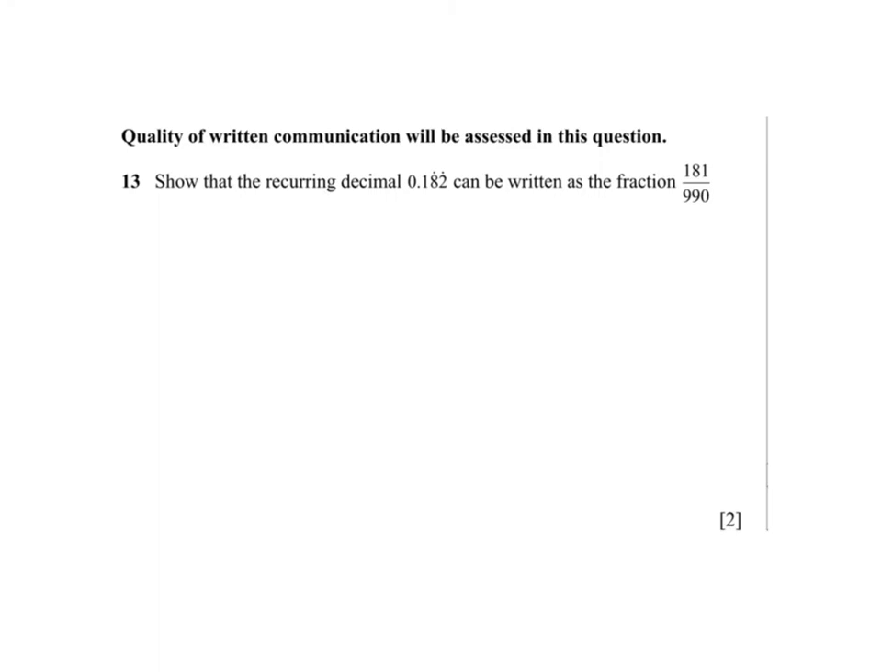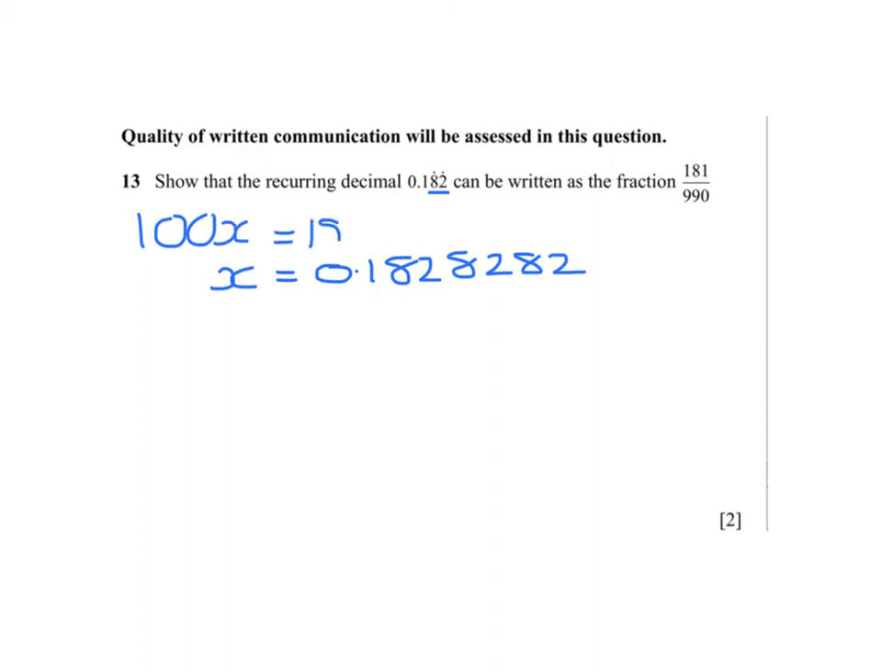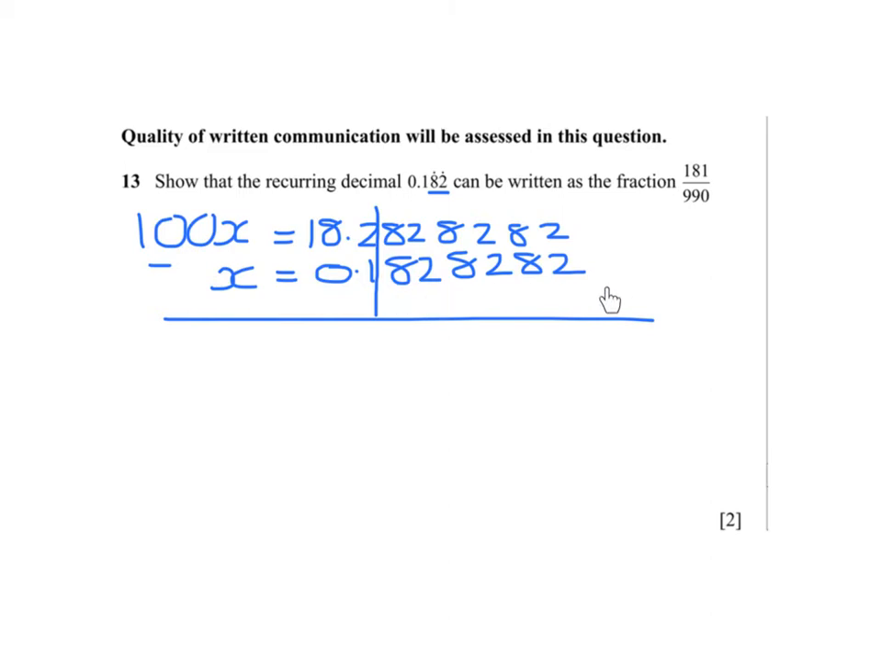To change a recurring decimal into a fraction, I'm going to start by writing out the recurrence. And it's important to note here that the dots only recur the 8 and the 2. Because the recurrence involves 2 numbers, if I multiply by 100, then the recurrence will stay in the same place. So if I subtract these two terms, the recurrence here will cancel out.